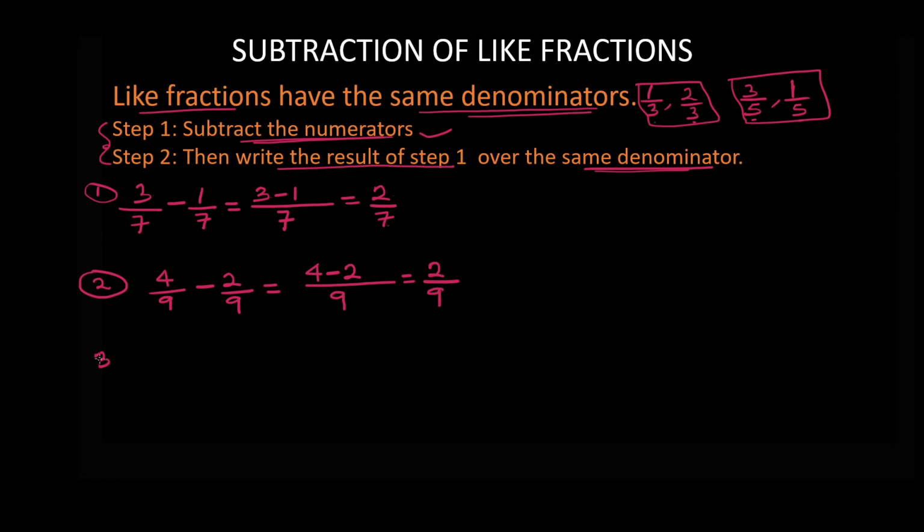Number 3, 2 over 11 minus 1 over 11. This also has the same denominator. So the first step, subtract the numerators, 2 minus 1. The result is going to be over the same denominator, which is 11. So 2 minus 1 is 1 over 11. Very good.